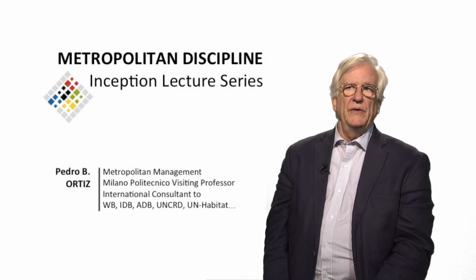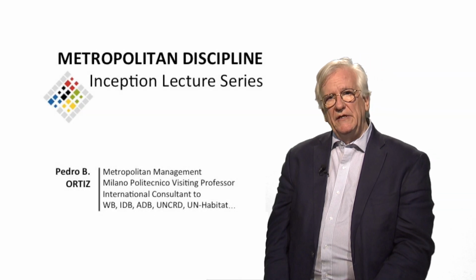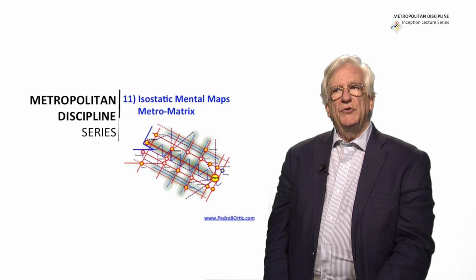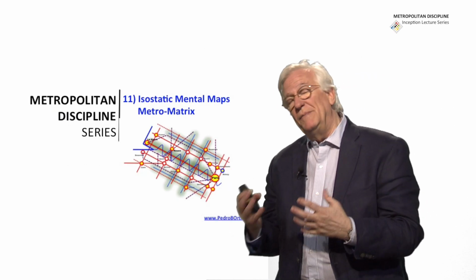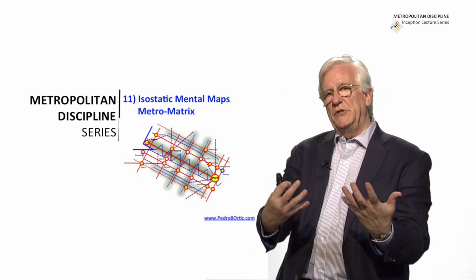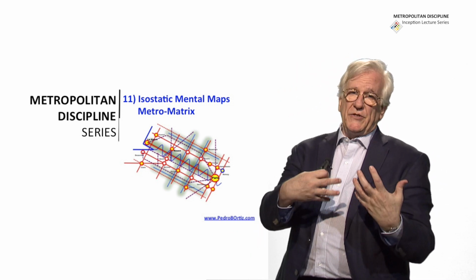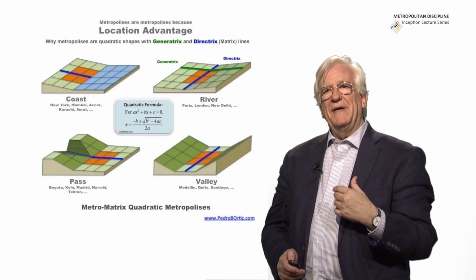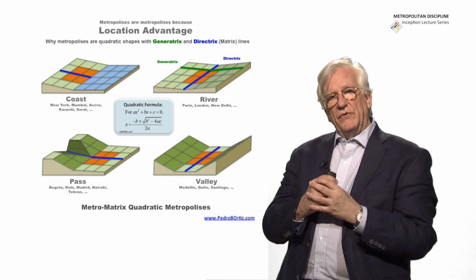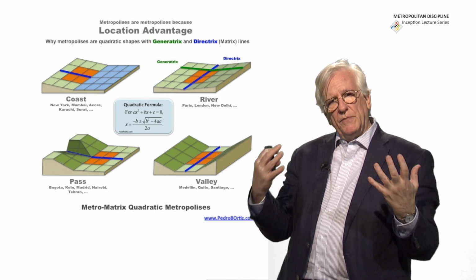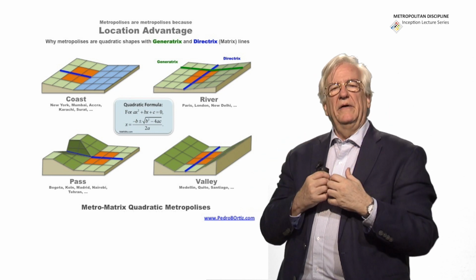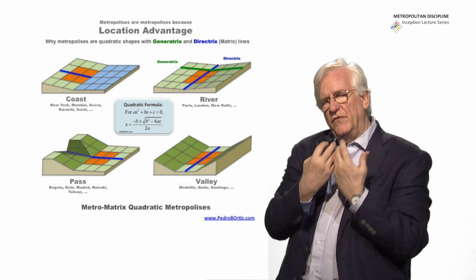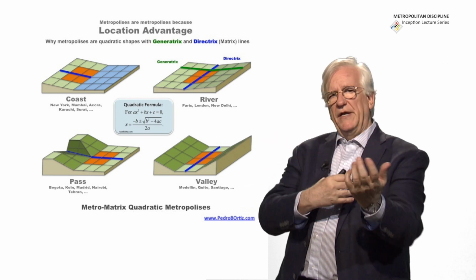Hello, we are dealing with the Metropolitan Discipline Inception lecture series, and today we are going to deal with the isostatic, the mental maps of the metropolis necessary to understand the mechanisms, and the metromatrix application for those mental maps. We have already talked about how the metropolis are in location advantage points, and they are related to some kind of very strong topographic feature and ecosystems.